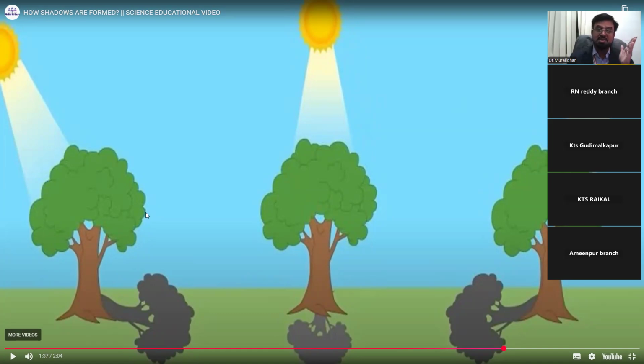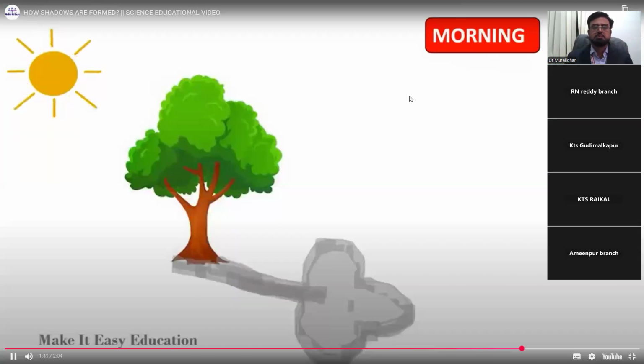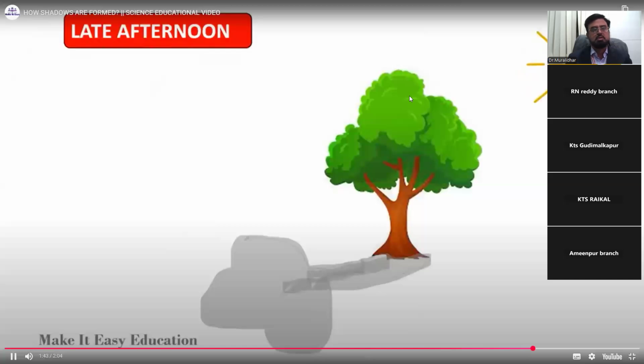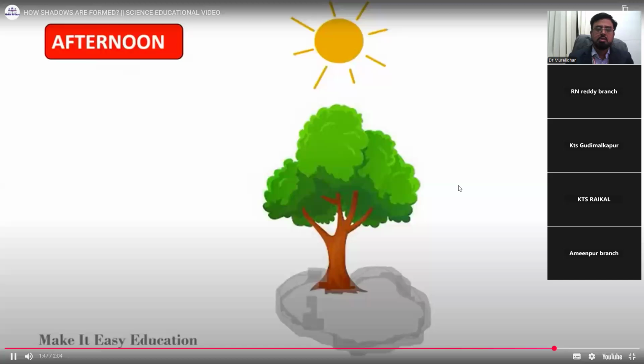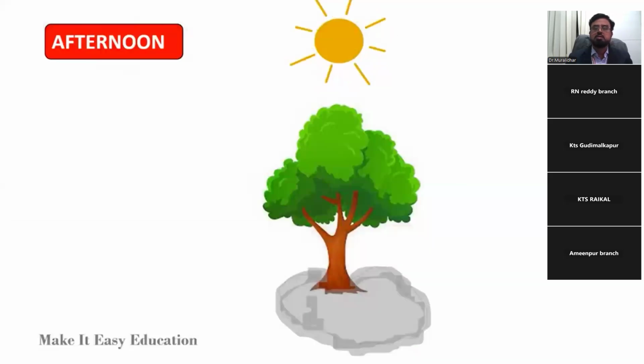So as the direction of the sunlight changes, the shadow also changes. Shadows are longest in the morning, and shadows are also longest in the late afternoon. Shadows are shortest at noon, when the sun is overhead.